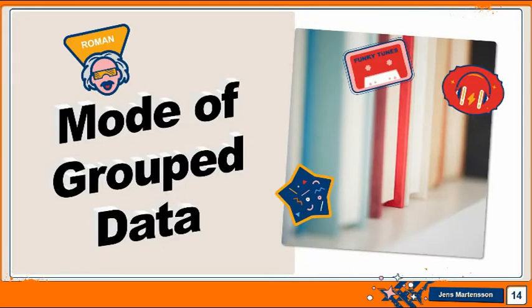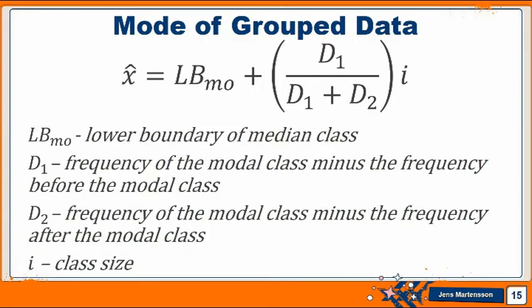For the mode of the group data, we have the formula. Ito. Yung X na may bubong is for mode, equal to the lower boundary of the modal class plus D1 over D1 plus D2 times i, where LBMO stands for the lower boundary of the modal class.